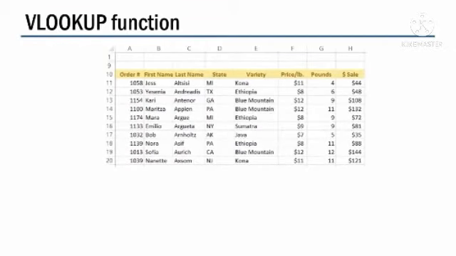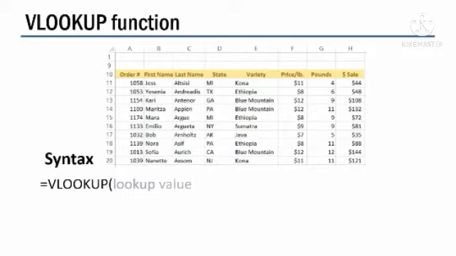So with this table in mind, let me explain how the syntax works. Like any function, we start off with an equal sign, and then you have the name of the function, VLOOKUP, and open a parenthesis. There are 3 required arguments and 1 optional argument. The first argument is what's called the lookup value, and that's that unique identifier that we were talking about. And in our example, that's going to be the order number.